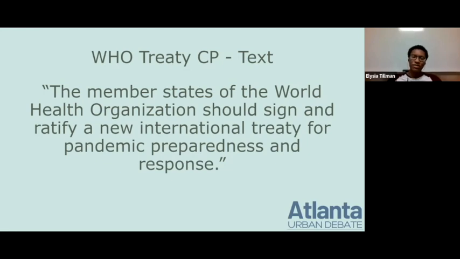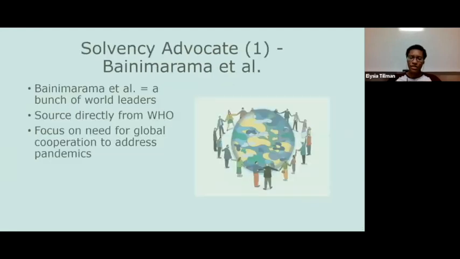So let's talk about what the solvency advocates look like for this counterplan. There's two pieces of evidence. They're from the same source, the Bainimarama and others evidence. If you look at the cite for the card, you'll see that there are a lot of names listed as part of that "and others." All of these people are essentially a bunch of world leaders: the presidents, prime ministers, chancellors, et cetera, of a bunch of different countries, all coming together.